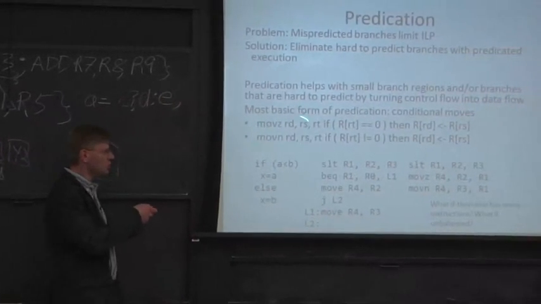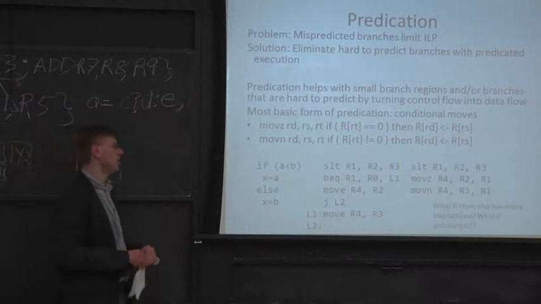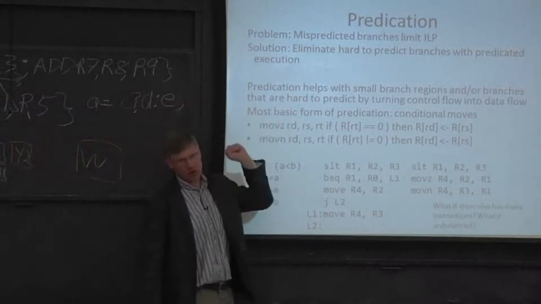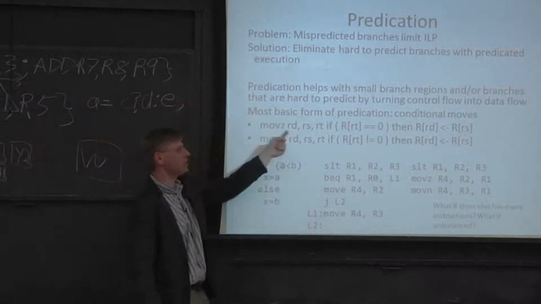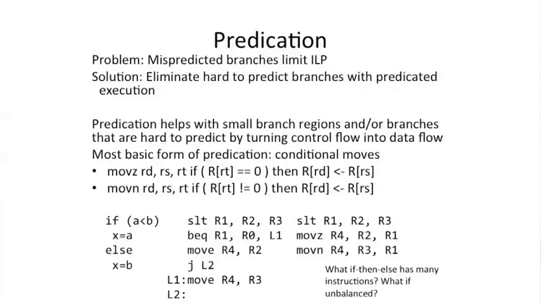Well, we can add two special instructions here for our limited predication: move if 0, and move if not 0. Well, what does this do? If this operand is equal to 0, then RD gets RS, and that's all that instruction does. And the flip one checks if it's not equal to 0.